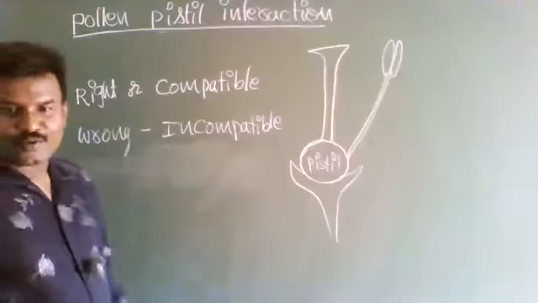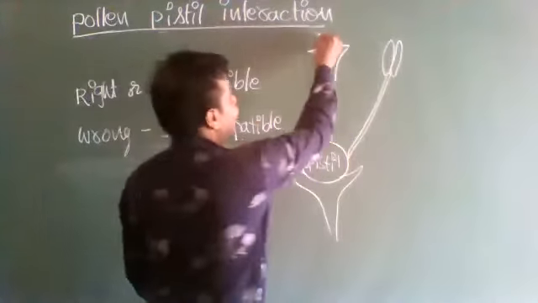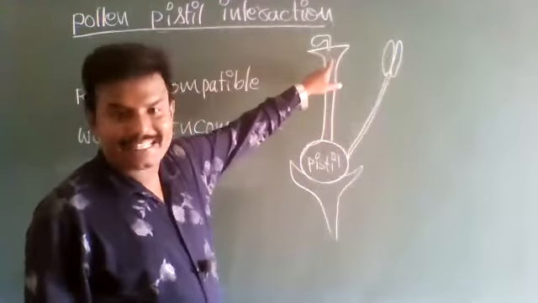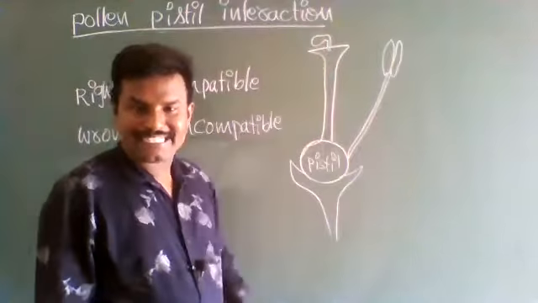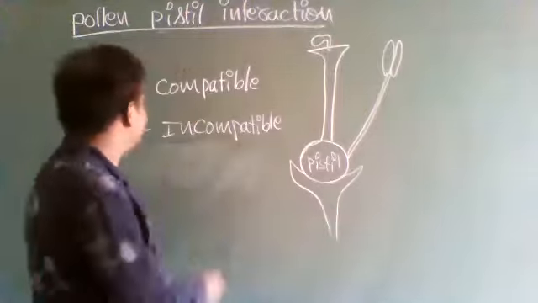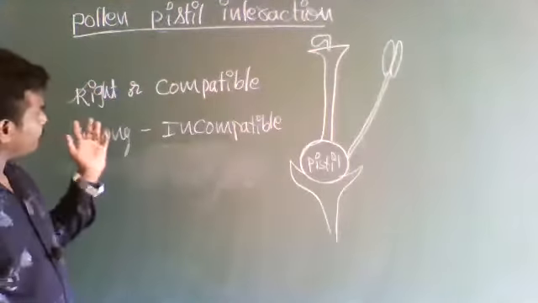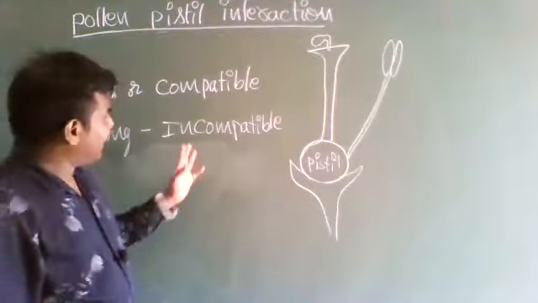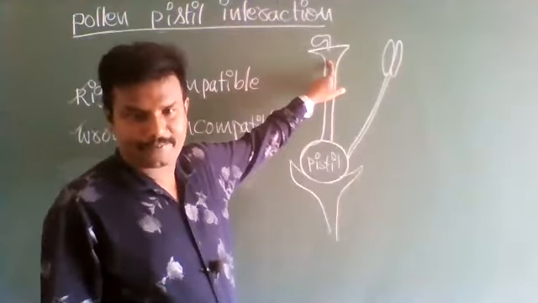If the right type of pollen grains, also called compatible, are landed on the stigma, then the pistil accepts the pollen grains and allows them to germinate and produce a pollen tube towards the ovule. So if right or compatible pollen grains land on the stigma, the process is initiated.